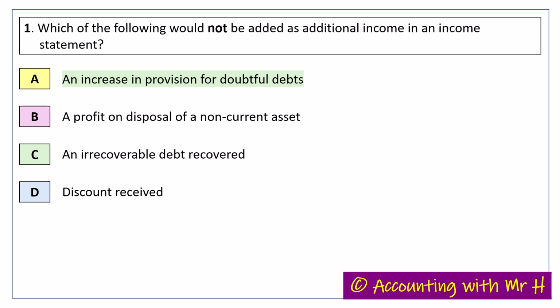Here we are then, question 1. If you were doing an income statement, which of these would not be added under the gross profit as additional income? It's the top one, because an increase in provision for doubtful debts is bad news. Now there's even more of your trade receivables that you worry you might not get, and so that would be treated as an expense. A profit on disposal, yep, income. Irrecoverable debt recovered, a bit of extra income. Discount received is also treated as income.